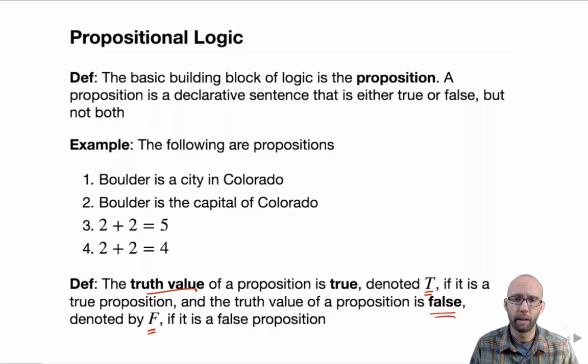And so, for instance, if we go back up to our four examples, Boulder is a city in Colorado is in fact a true proposition. I'm sitting in it right now. On the other hand, Boulder is the capital of Colorado is a false proposition because Denver is the actual capital of Colorado. 2 plus 2 equals 5. I think hopefully we will all agree that that proposition is false. And similarly, 2 plus 2 is equal to 4. We can probably agree that that is true. Okay, so those are examples of propositions.